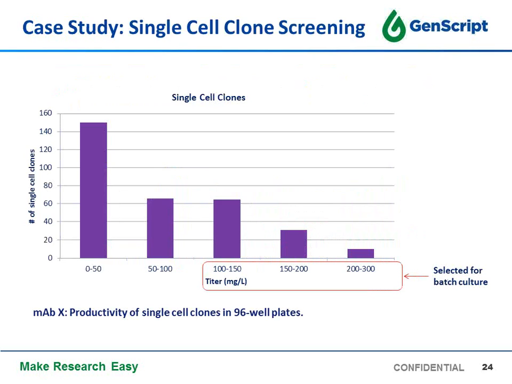Here I would like to show you one case study of our single cell clone screening process. This is showing the productivity in the 96 well plates. The purple bar represents the number of single cell clones with their respective titers shown on the x-axis. As you can see, the titers can go up to 300 milligram per liter at this stage. And those clones with high titers were further selected for the batch culture.